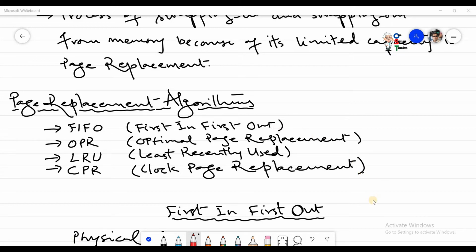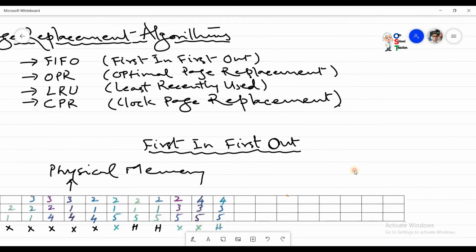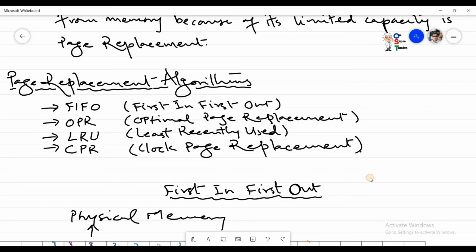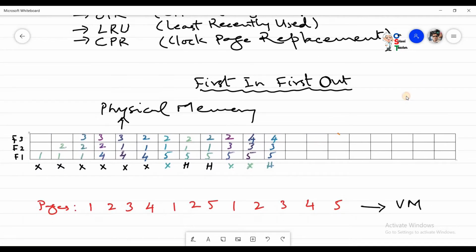The procedures we have been provided, as I have told you, are the four algorithms: FIFO, OPR, LRU, and CPR. The algorithm in which the least number of page faults occur is the best algorithm for the system. So let's see these algorithms one by one. The first one is first in first out. Let's see this example.